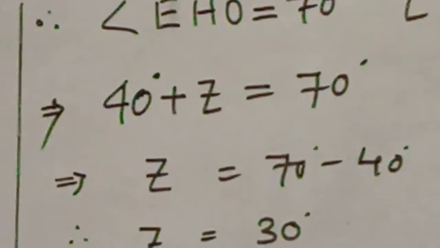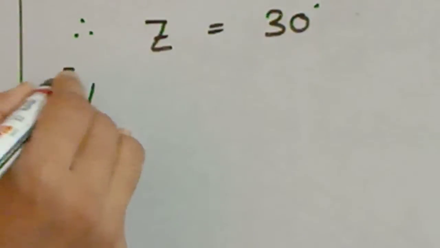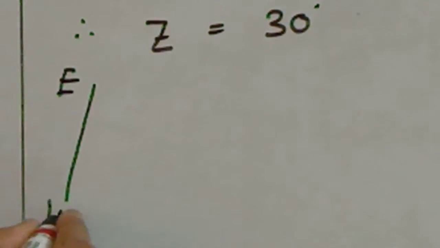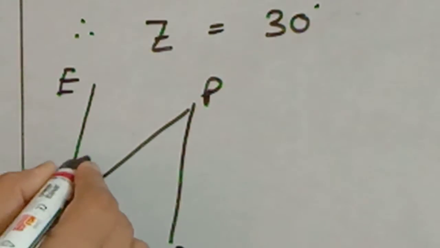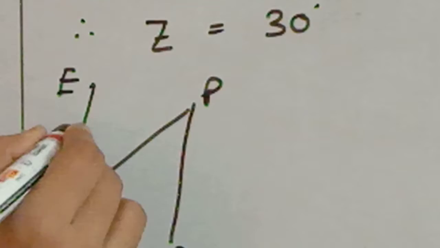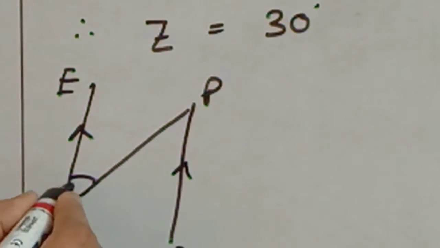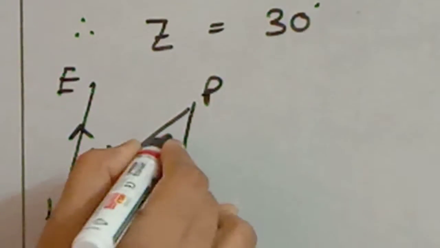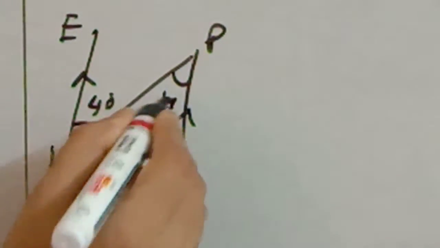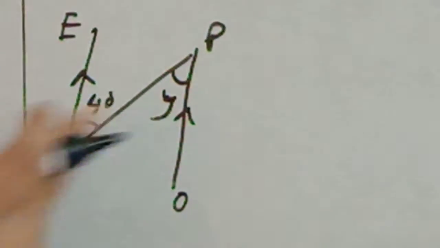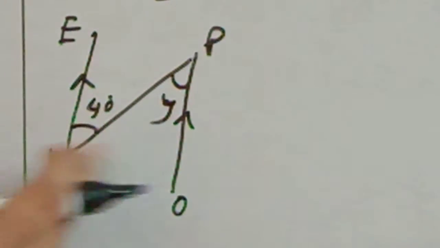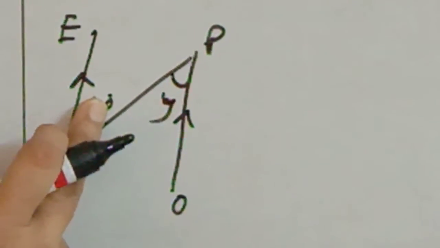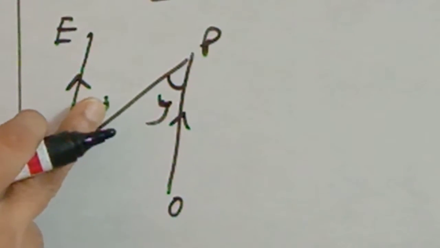You can see that EH and PO are two parallel lines, and this angle is equal to 40 degrees. You have to find the value of Y. So it is very clear to you that these two are alternate angles, because they are interior angles on the opposite sides of the transversal. So they are alternate angles. So we can write Y is equal to 40 degrees directly.